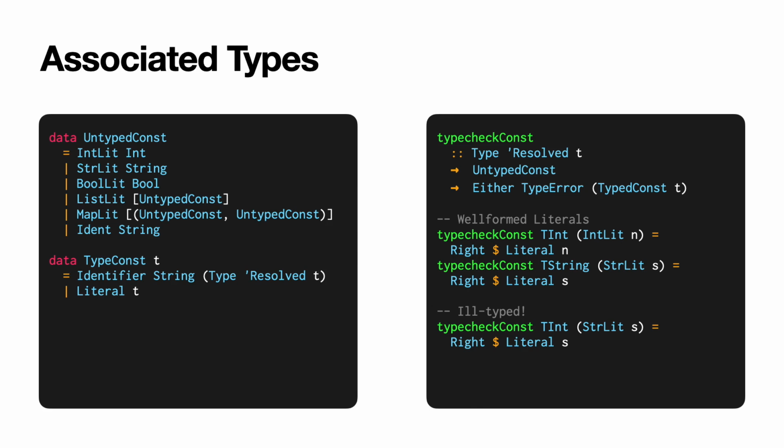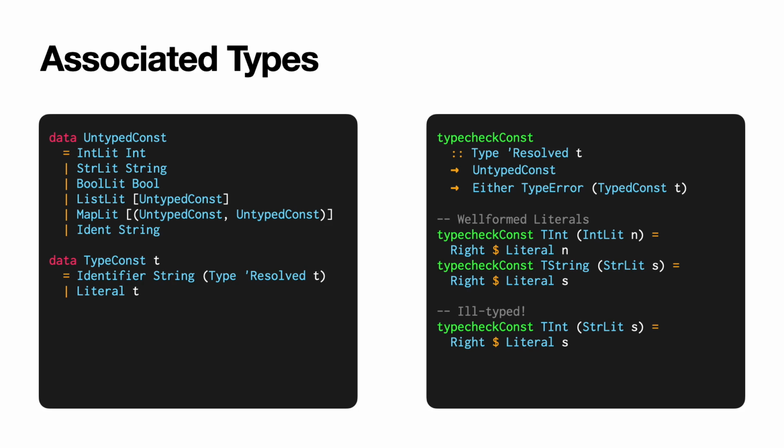Now we're ready to define our main type checking function. On the left, you can see the representations of both untyped and typed constants, where untyped constants don't have any type parameter, but typed constants do. So a typed constant of type integer can be a literal integer. The type checking function now associates the type parameter from the type and the typed constant. By doing this, GHC actually guarantees that the type checked constants are well formed. You can see that the first two lines of the type check function are correct and valid Haskell.